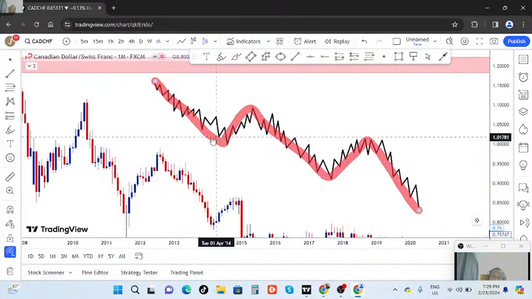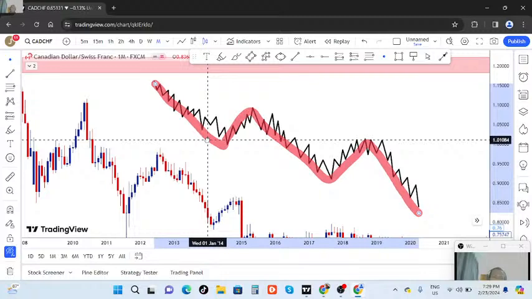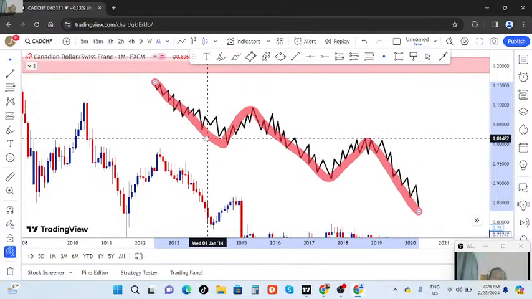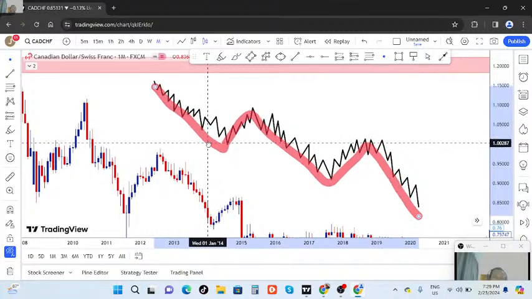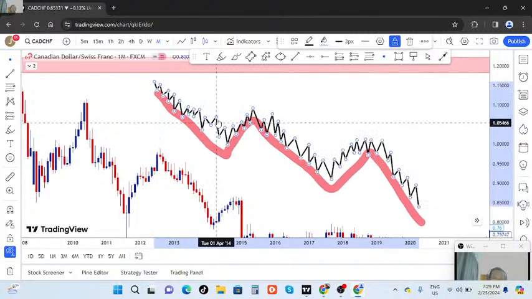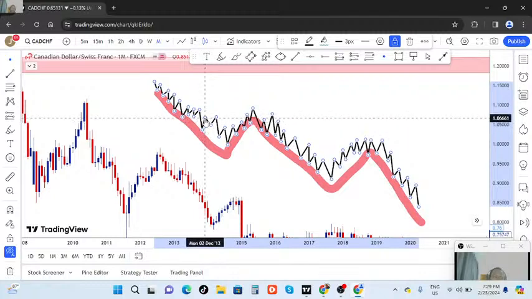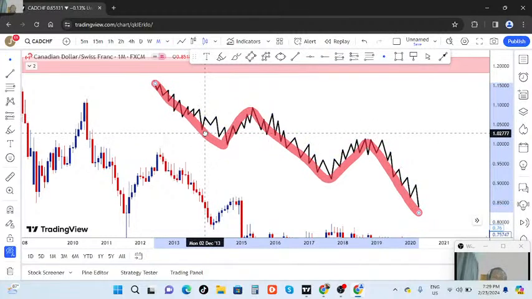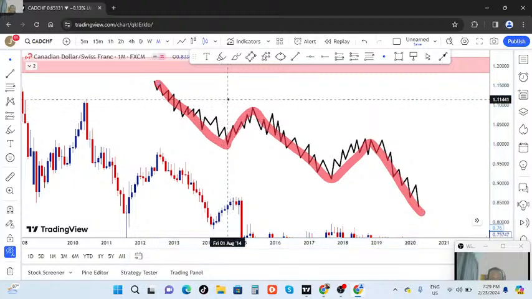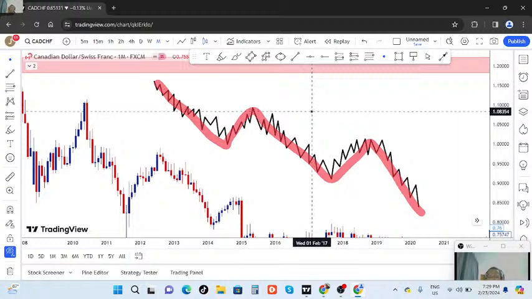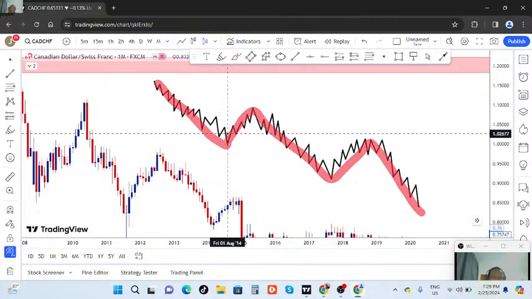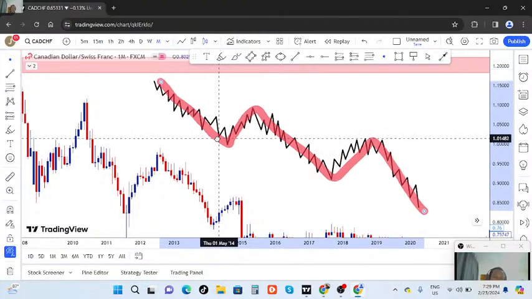All right, now this red line right here is called the market structure. Without these black lines, it is impossible to get this red line. That is one thing you guys want to take to heart today, for those of you that are going to be watching this video. Without these black lines, you cannot get this red line.